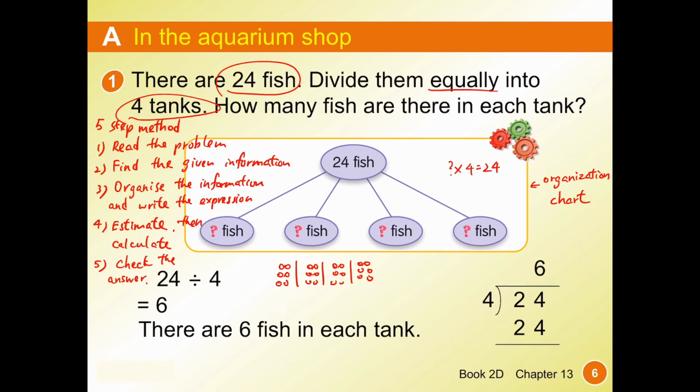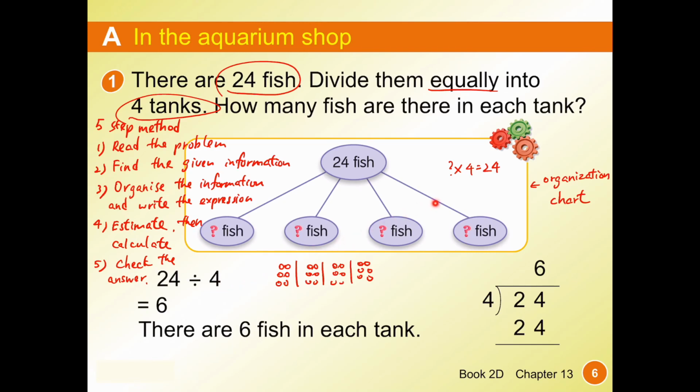And then step 3, we have to organize the information and write the expression. You're encouraged to draw this kind of organization chart in order to help you come up with the expression. So here we have 24 fish, and this will be the dividend. And then we have 4 tanks here, so that means we have 4 groups. So we will be able to come up with 24 divided by 4.